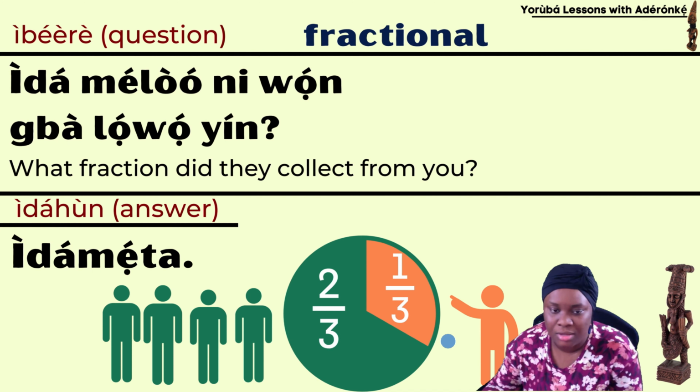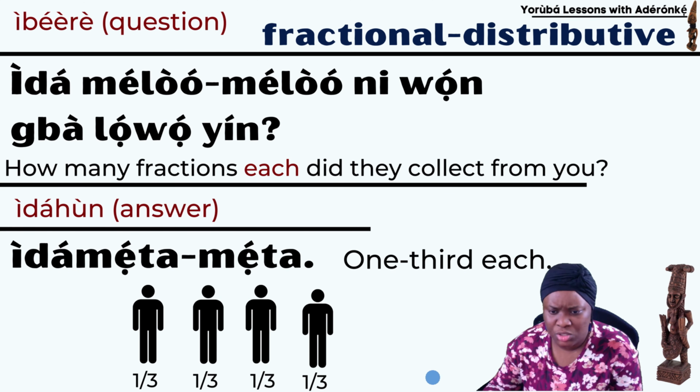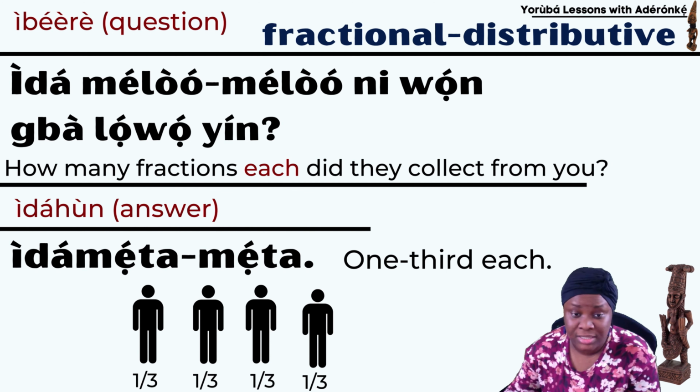They took one third of our earnings. They took this fraction in just the fractional. They took one third of all our earnings. But you want to speak on each person. Perhaps you don't all collect the same salary or you don't all have the same earnings, but irrespective of what your earnings are, somebody is collecting one third from you. Ìdá mẹ́ta, one third each. They collected one third each from us. I hope that makes sense.